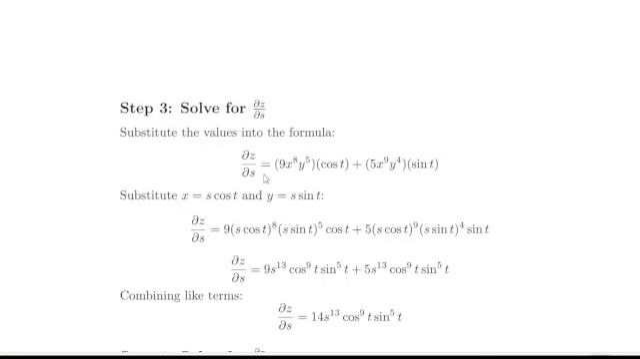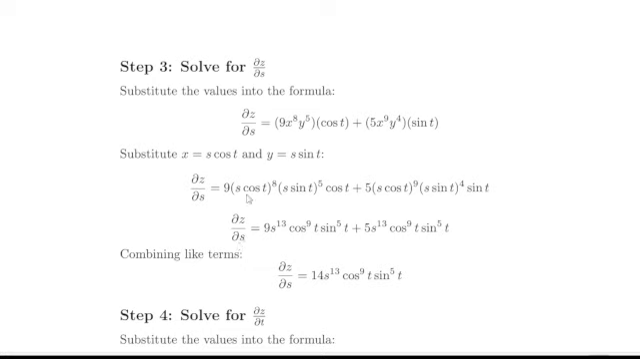And partial z over partial s is 9x to the eighth times y to the fifth times cosine t plus 5x to the ninth times y to the fourth sine t. We can now substitute what x and y are and then simplify. So when we do that, we end up with 14s to the 13th times cosine to the ninth t times sine to the fifth power t.